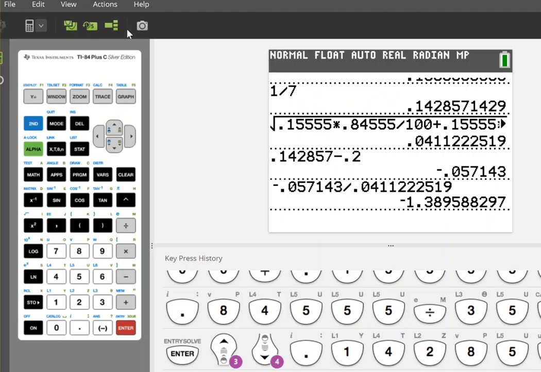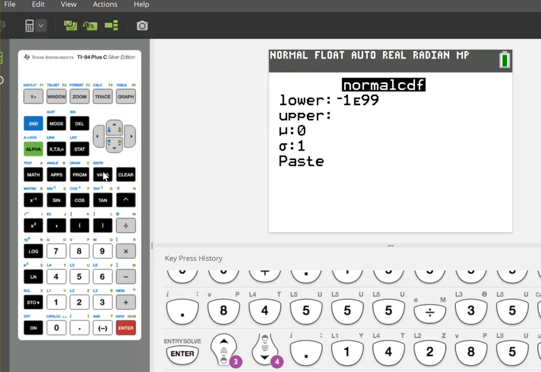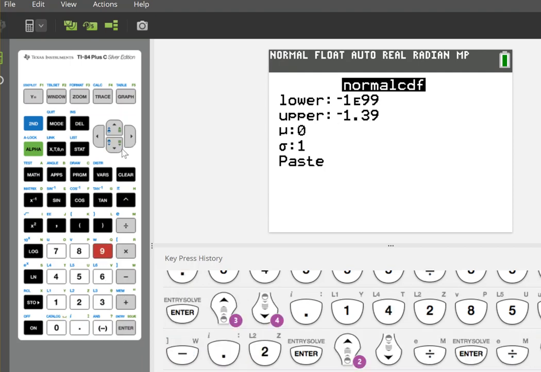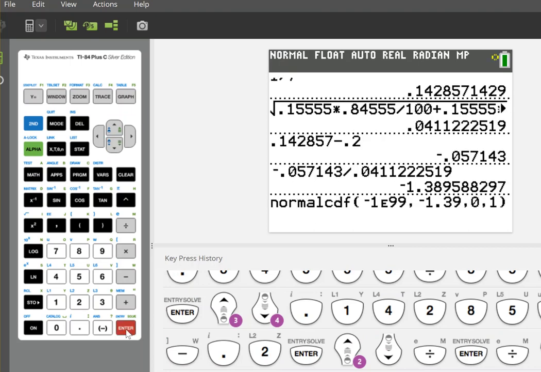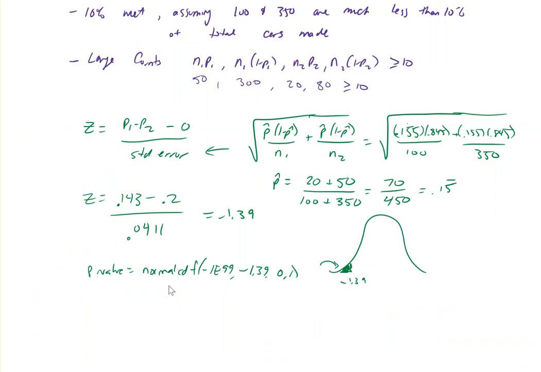So let's see what this p-value is. I really doubt it's going to get there, but we'll see. To negative 1.39. And the answer is 0.0822. So our p-value is 0.0822.